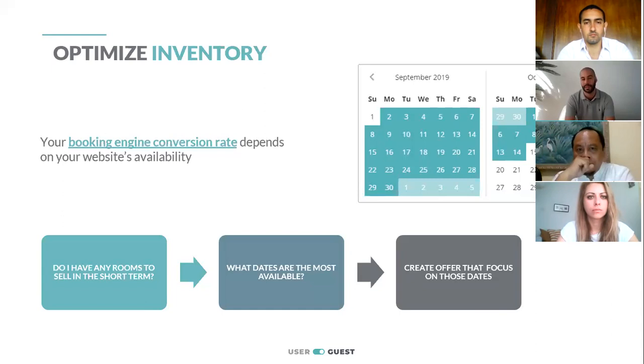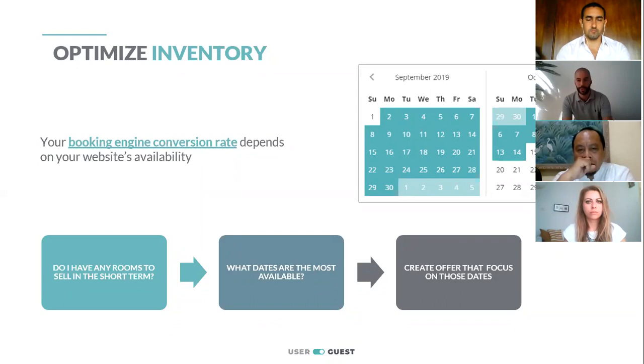The opposite should happen if you have a lot to sell at the moment in the short term. Last minute should be your main priority. How can I push more the last minute offers? Which market should I target if you want to get last minute bookings? In that case, you should target more domestic, short haul markets, and so on. That dictates a bit your strategy in terms of marketing, as well as the overall communication.